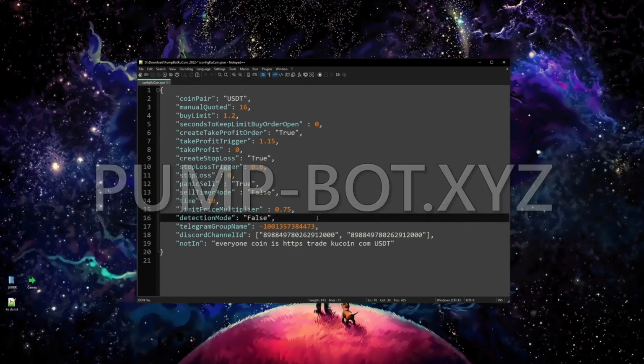If detection mode is set to true, it allows you to detect coins from one Telegram channel and two Discord channels at the same time.